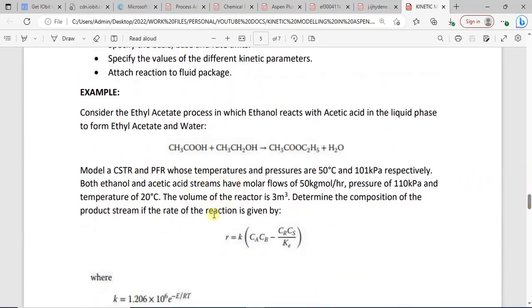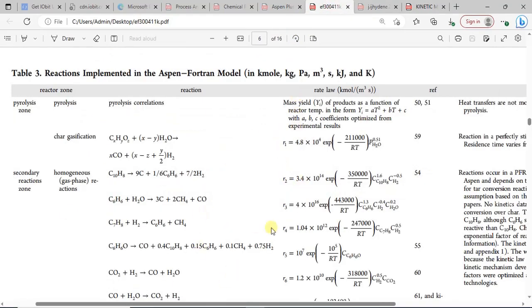Before we go into this example, which is where the modeling starts, I want to show you two papers. From this first paper, we have some kinetics here, as you can see. We have some equations towards the left, and the kinetics towards the right. From this table you see that this is a journal, so maybe I'll scroll up for you to see the name of the journal. So you have rate law, and rate law is given in k mole per m cube s.